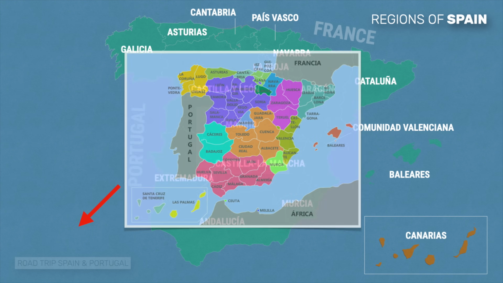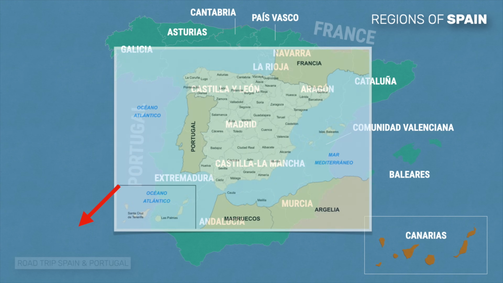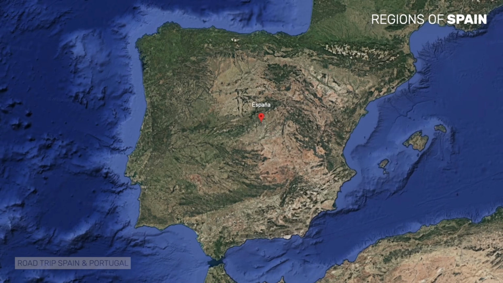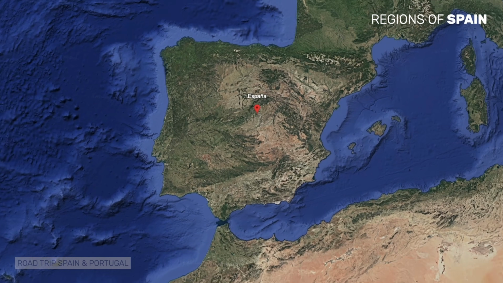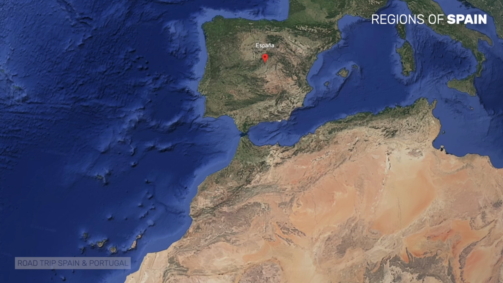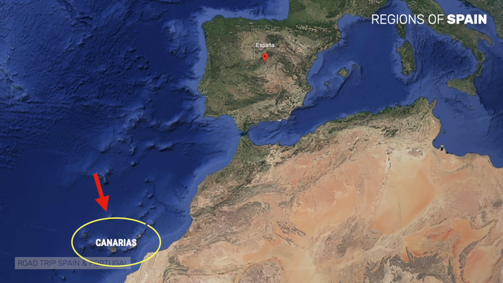Whether on the left or on the right, that is not the real location. It is necessary to zoom out because the Canary Islands are actually far south in Africa, in front of the Sahara Desert. Notice how much the map has to be scaled down to show the Canary Islands.